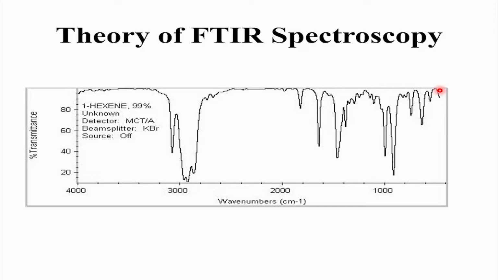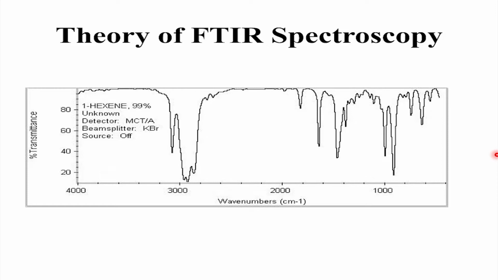This is how an FTIR spectrum will look like. Now, what we do is, once we get the spectrum, we will see at what frequencies this absorption is happening, and from that, we actually interpret the FTIR graph. Now, let us see what is the reason we get different absorption at different frequencies.